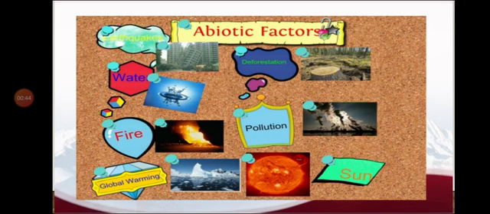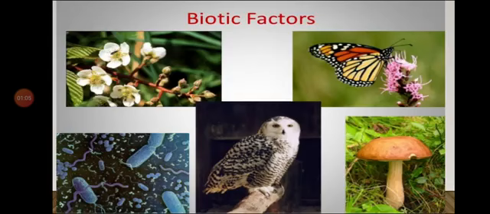Abiotic factors means the non-living things that are present around us. For example, fire, water, pollution, sun. All these are non-living factors. And biotic factors means all those organisms which have life in them. Obviously, all the living beings that are present around us are considered as living factors, living organisms.